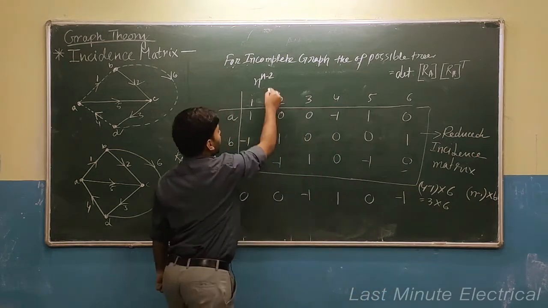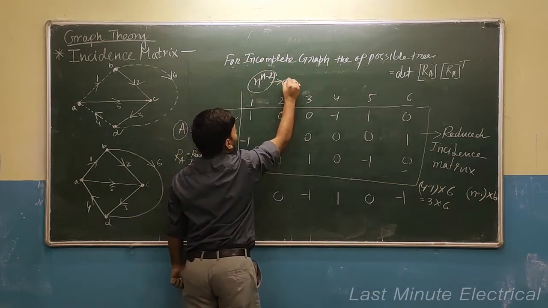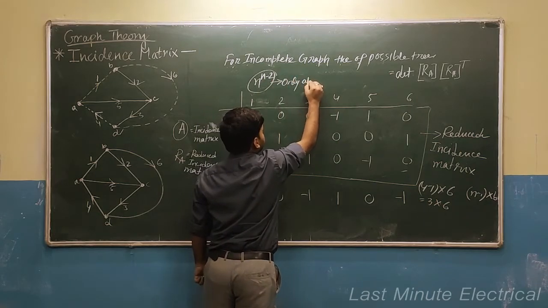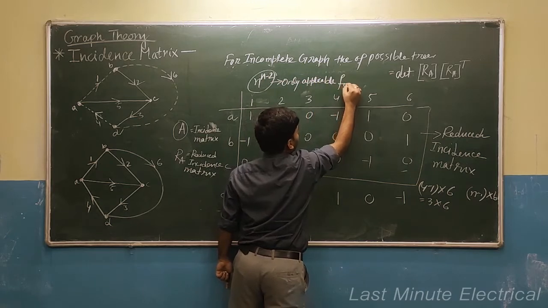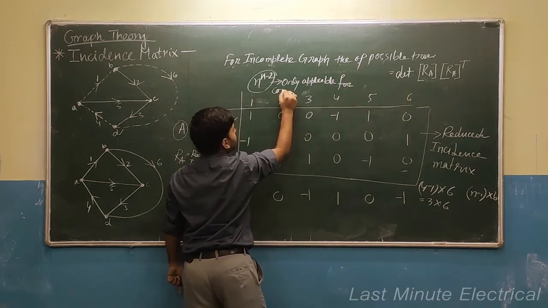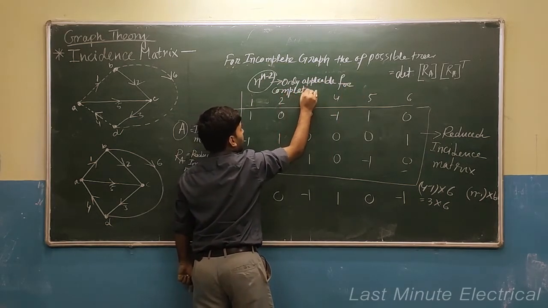But the n to the power n minus 2 formula is only applicable for a complete graph.